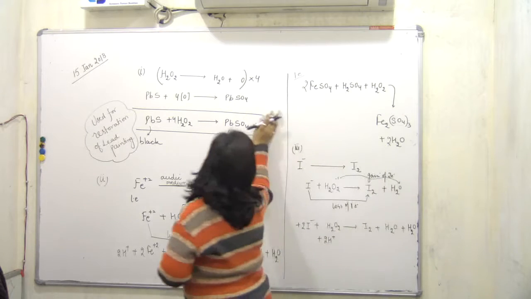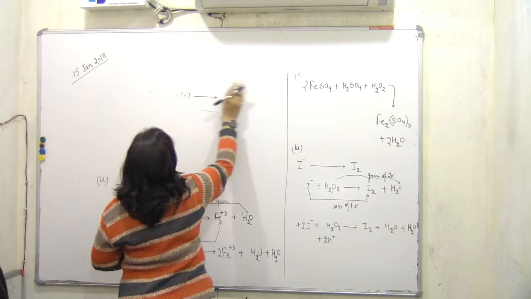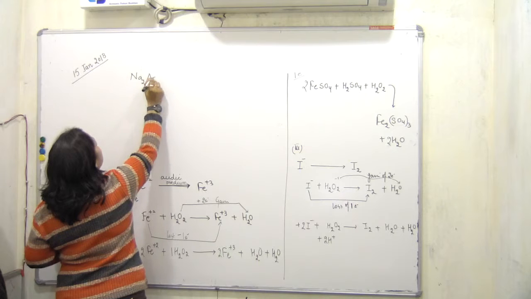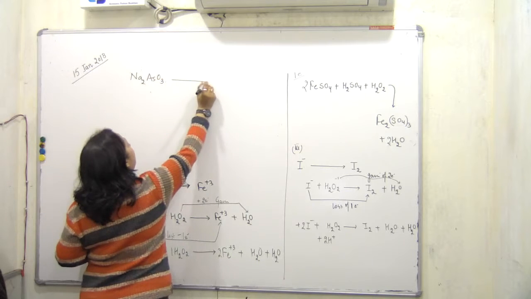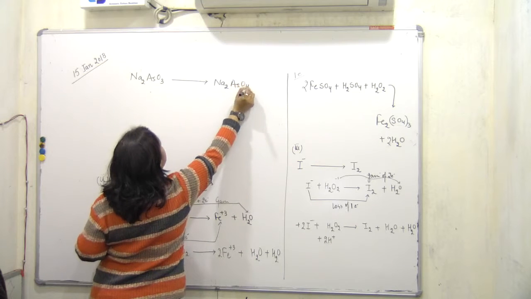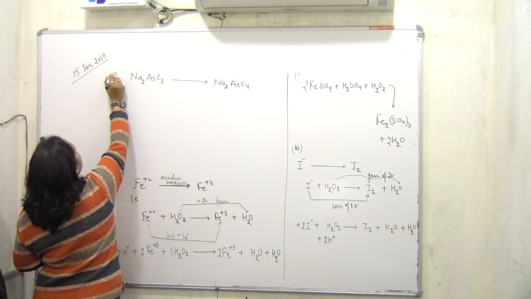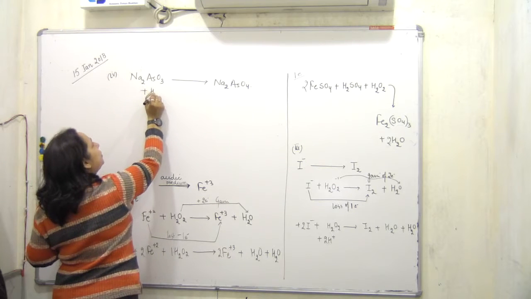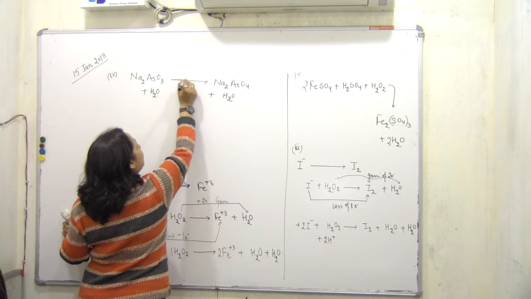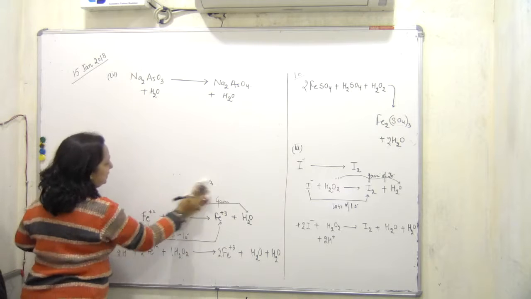Sodium arsenite, Na2AsO3, can be oxidized to Na2AsO4. It means hydrogen peroxide is converted to water and arsenites are converted to arsenates.